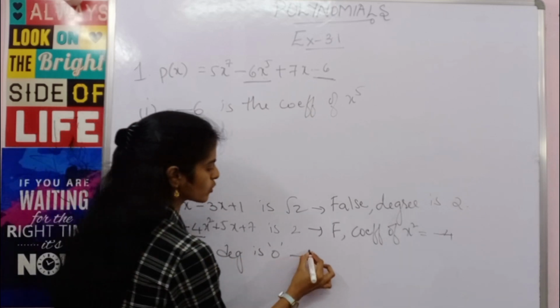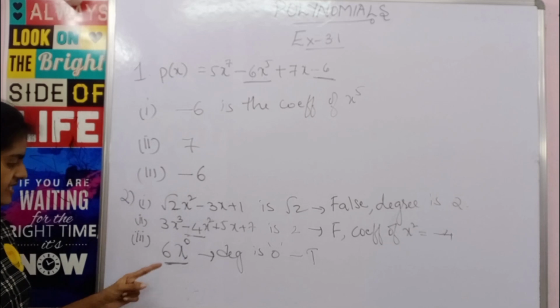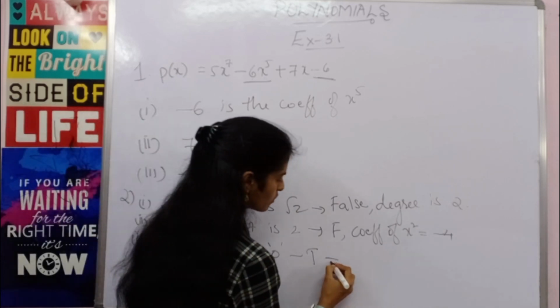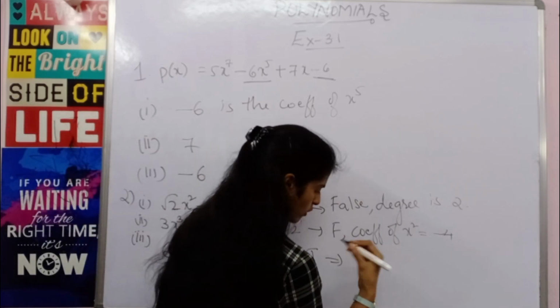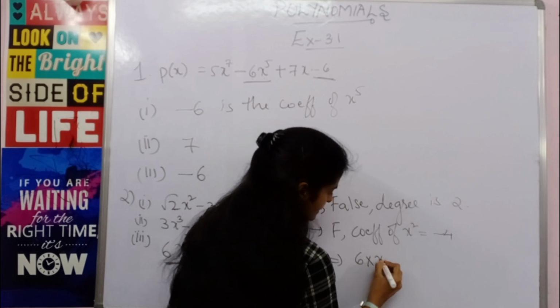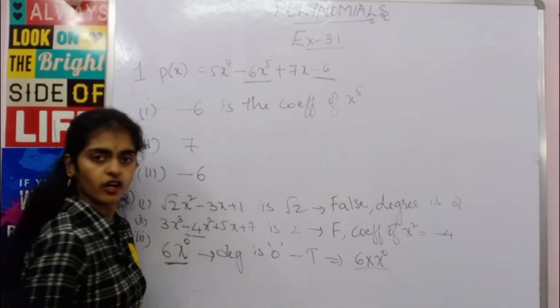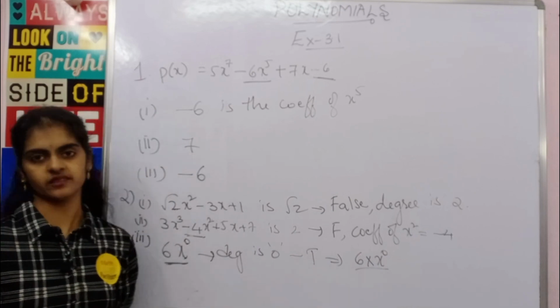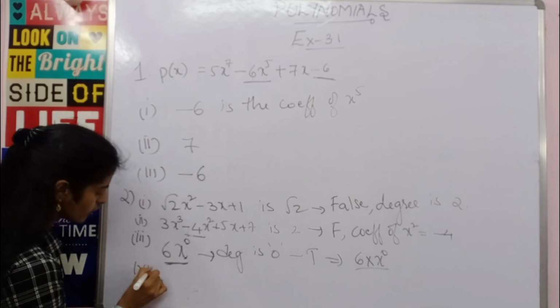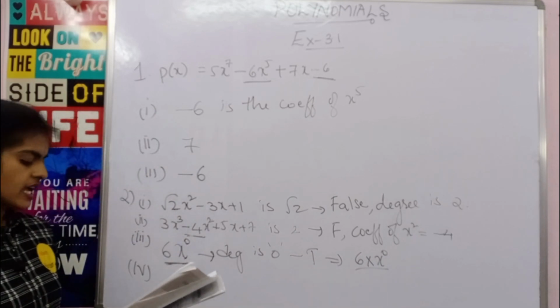So this is true. Why? Because if you take any constant, it can be written as 6 into x power 0, so 0 will be the degree. Clear? Degree of the constant polynomial.